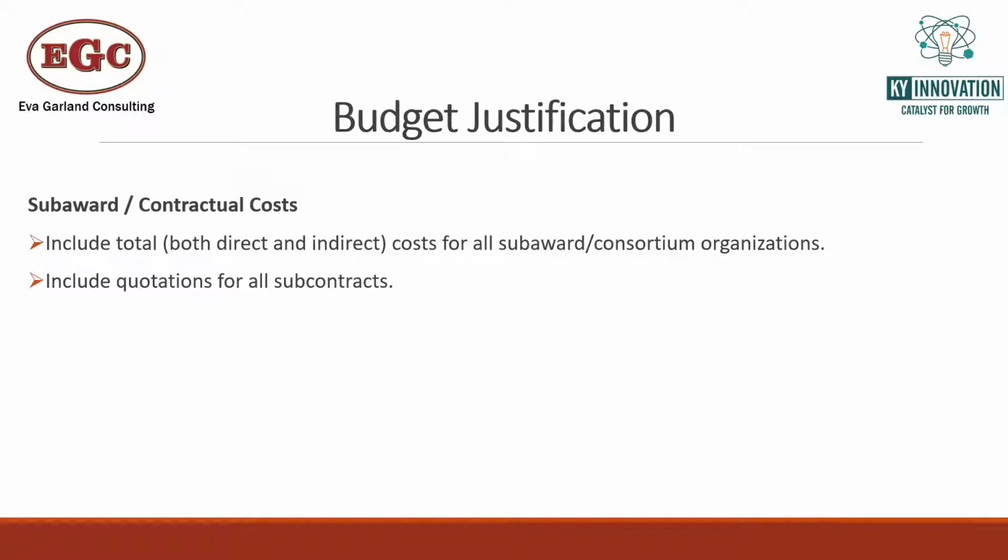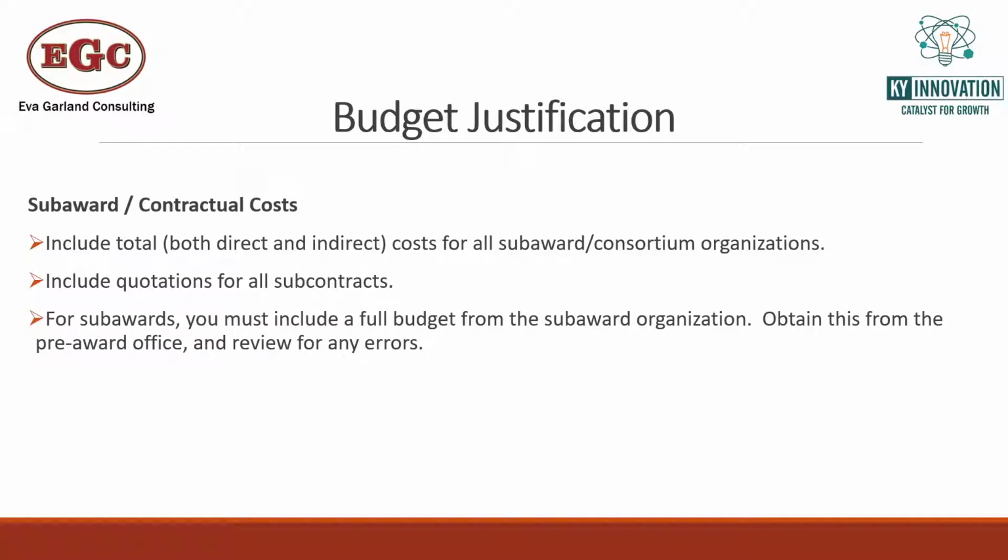Including a quotation for all subcontracts, full budgets for all subawardees, and once you do get that budget from the subawardees, I mentioned the pre-award offices are often pretty well-oiled machines, but you do want to do a reality check and make sure that everything looks good. Sometimes there are details where they provide you a form in a certain format, and you need to change it a little bit to tweak it for that agency. So make sure that you take a look at what they've provided you, make sure that you've got the budget justification. If it's a link, that the link works from the budget information that they provide you.